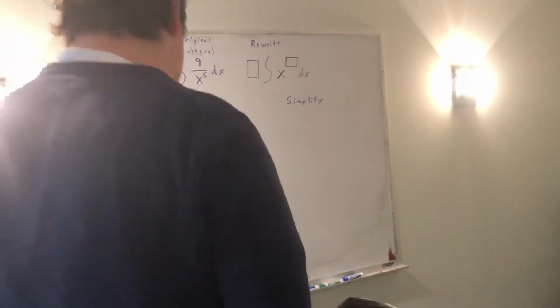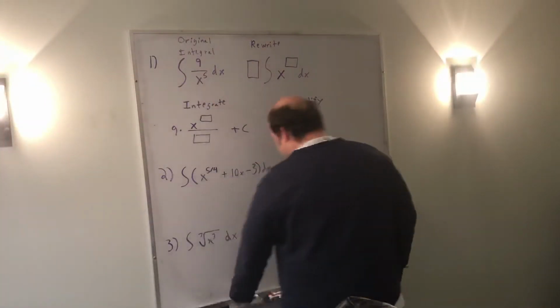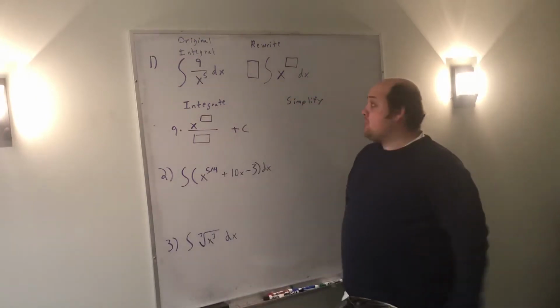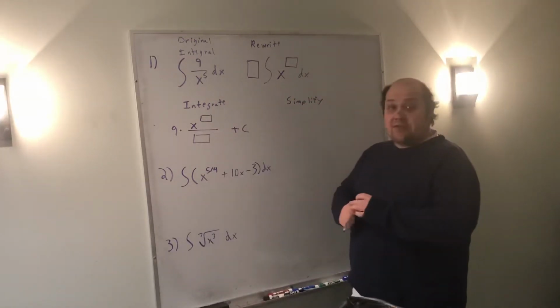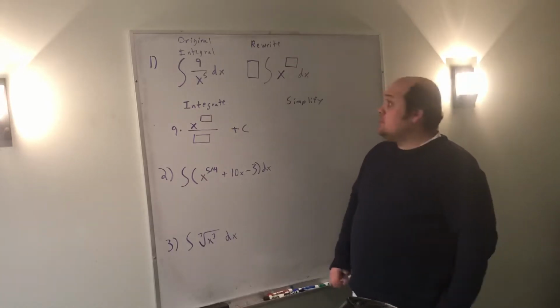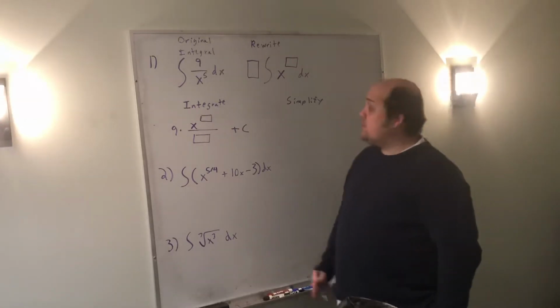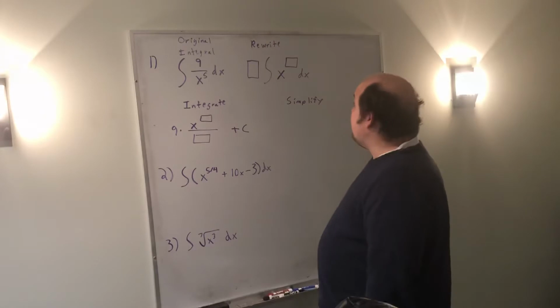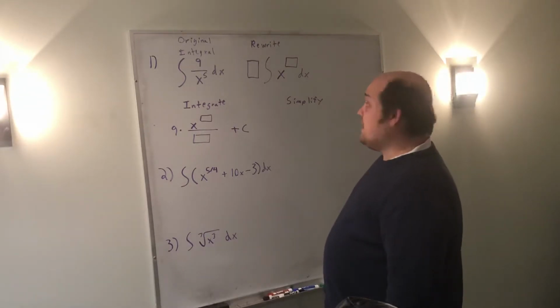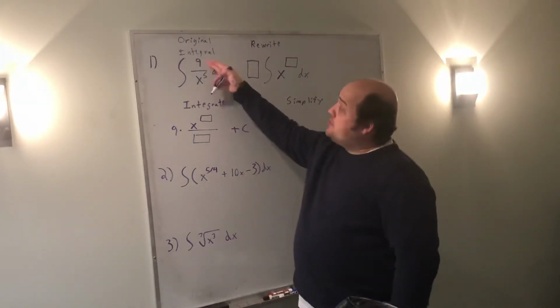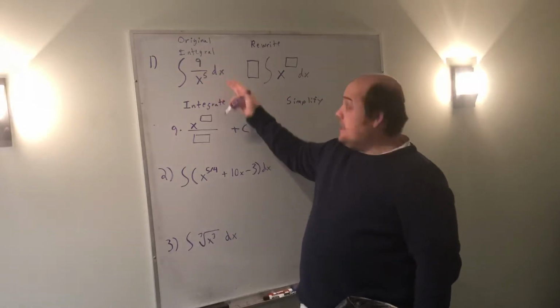The final chapter test has a sample test that I'm going to go over every question on that should be very similar to the actual test. So the first question on the sample test gives me an original integral. It asks me to rewrite that integral, then integrate and simplify. It starts out as 9 over x to the 5th dx.